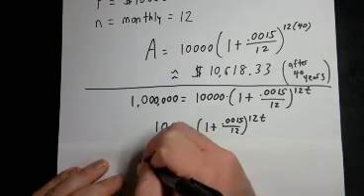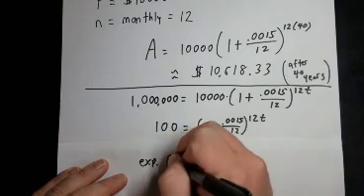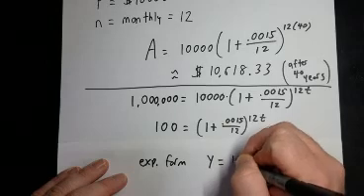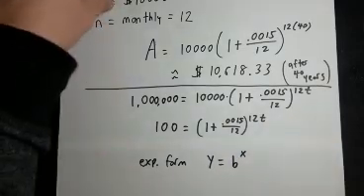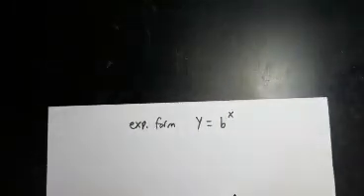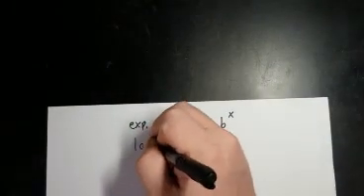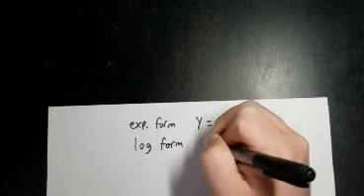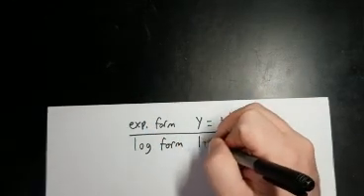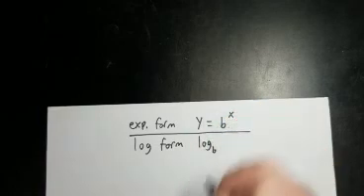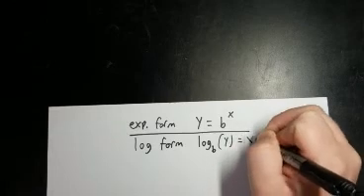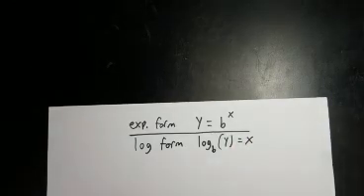But just so you know, exponential form is y equals b to the x power. Now, if we're doing y equals b to the x power, you could always convert that to log form. Log form allows you to get the exponent by itself. The log always has a base, a little subscript. And eventually you get that x by itself.